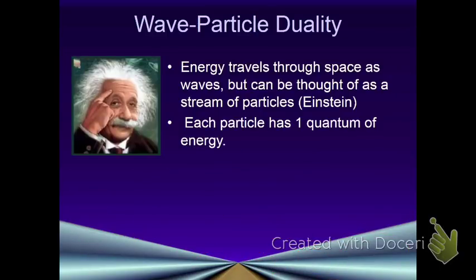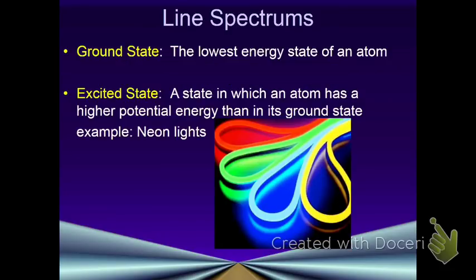That brings us to the wave-particle duality, and that is something that Einstein discovered. We thought energy can travel as waves through space, but it also can be thought of as a stream of particles. And each particle has one quantum of energy. And remember, we said quantum was a specific amount.